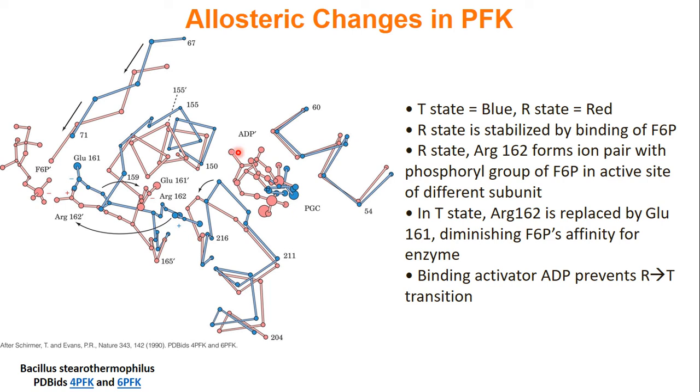But if you bind ADP, this actually inhibits the T state from forming. So ADP right here will stabilize the R state. And you can see in the T state here we have an amino acid 150 that will swing out of the way, go all the way over here, which will swing arginine all the way into the binding pocket, and it will swing glutamic acid away from the binding pocket. So ADP will actually favor the R state as well. Or sorry, favor the R state, prevent the R to T transition.